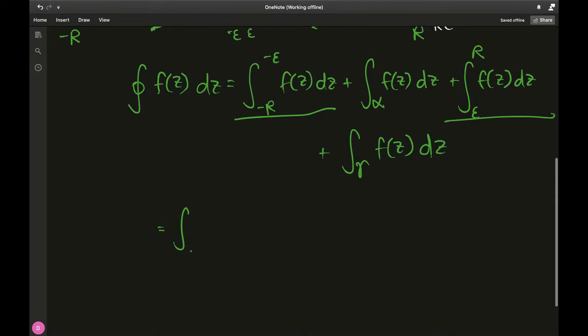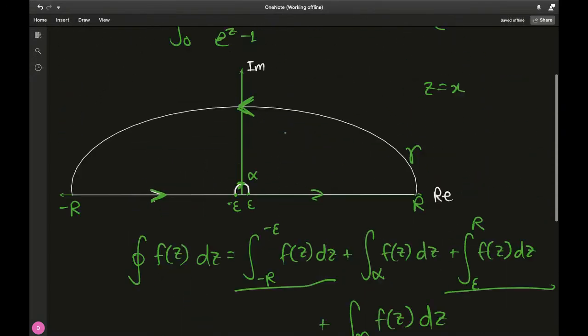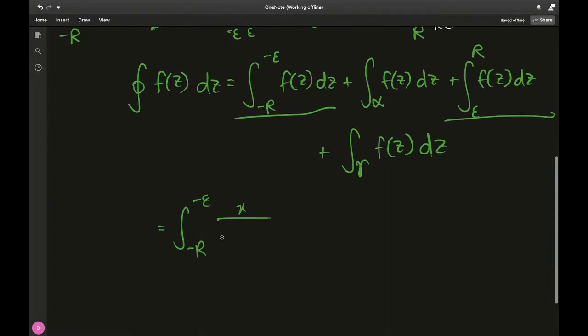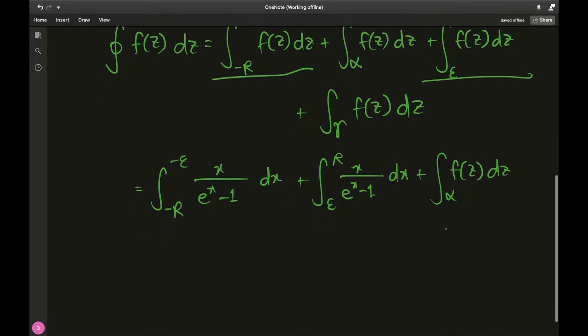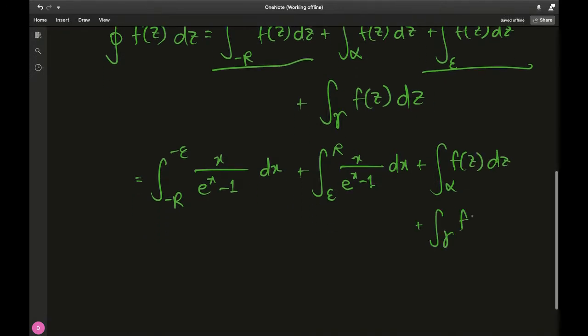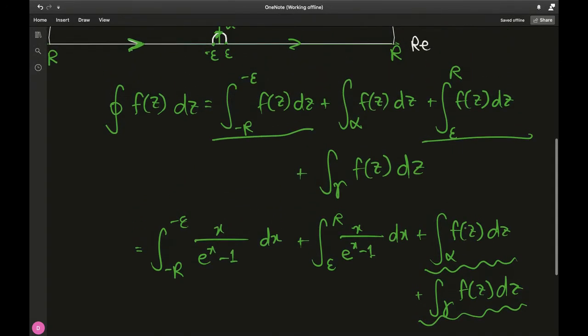Integral from negative r to negative epsilon of f of x dx. Now I'll substitute f of x, x over e to the x minus 1 dx. Then I'll write this alongside it: integral from epsilon to r of x over e to the negative x minus 1 dx, plus these two, the integral over alpha of f of z dz plus the integral over small gamma of f of z dz. Now what I'm going to do further is look at these two separately on a fresh page, and it's going to be sort of like an estimation lemma. So let's do that.